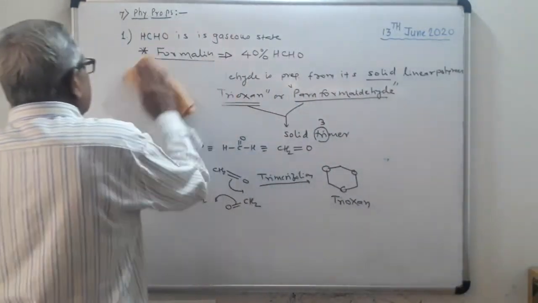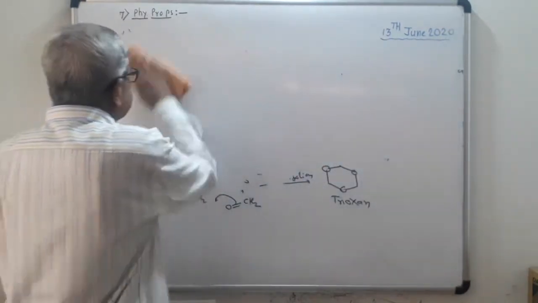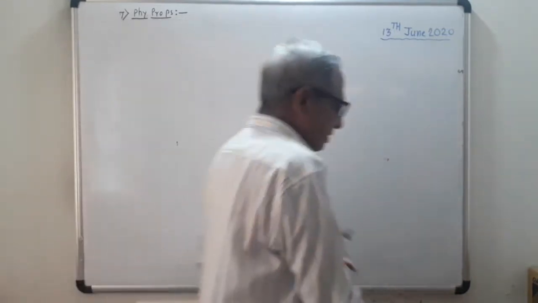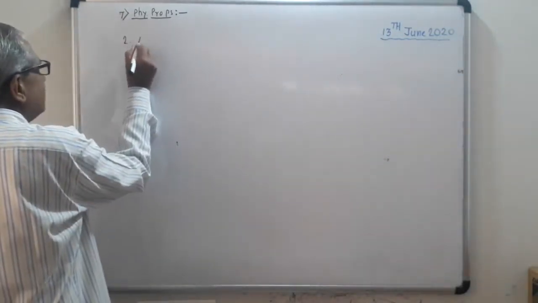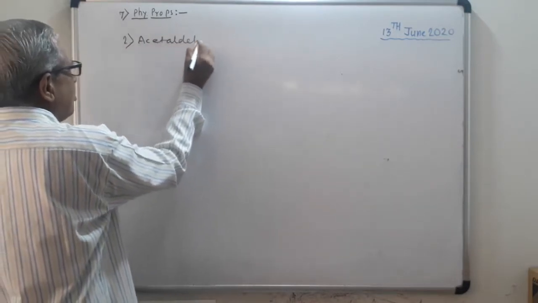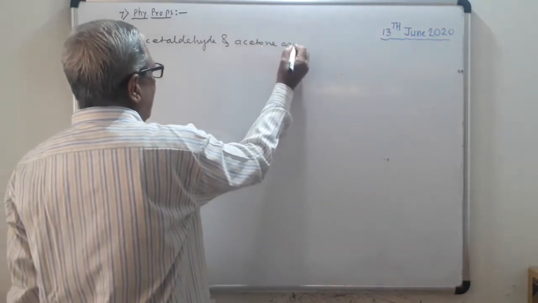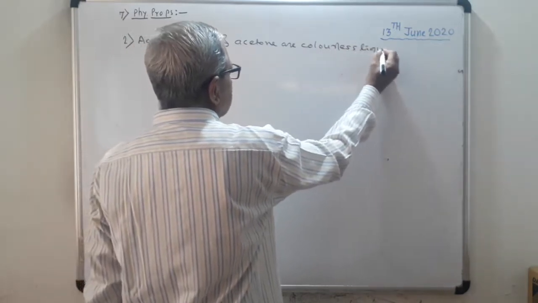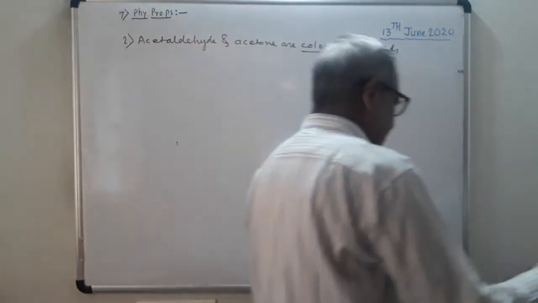So we will start the second physical property. See the second physical property, that is acetaldehyde and acetone. Acetaldehyde and acetone are colorless liquids. So remember that these are colorless liquids.